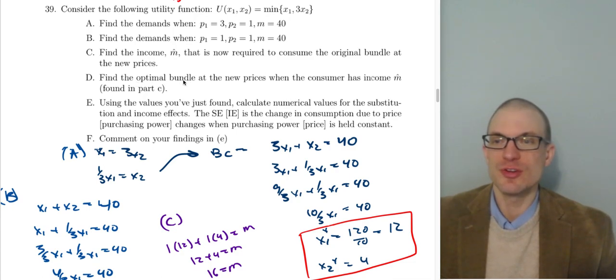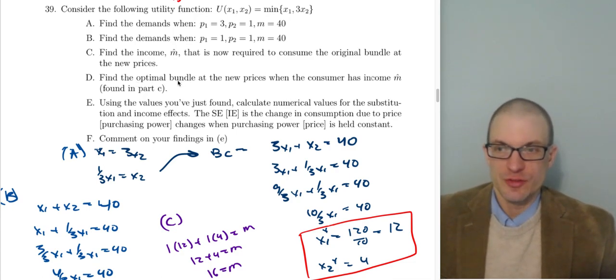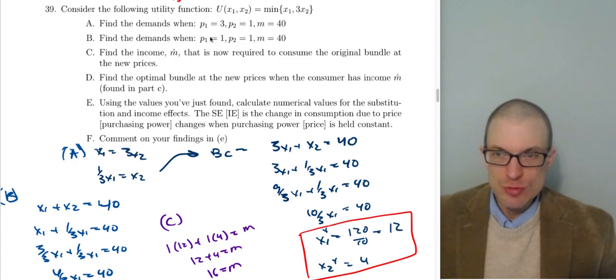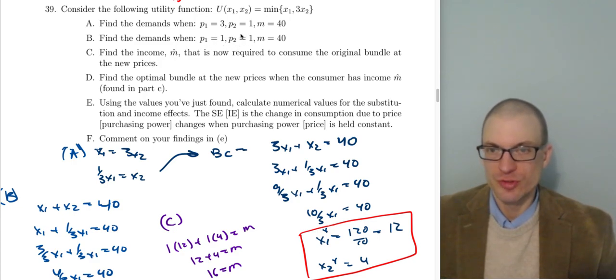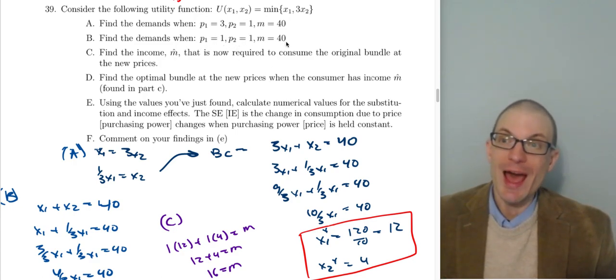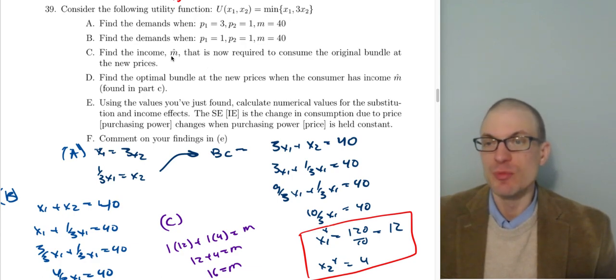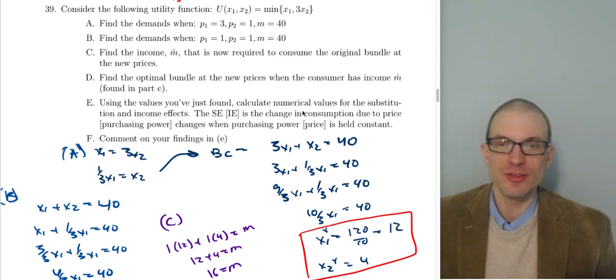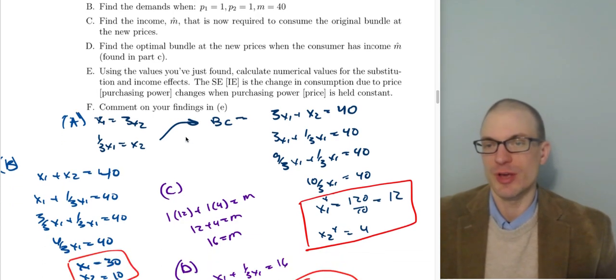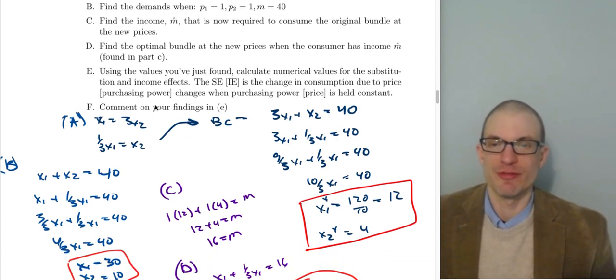Then in part D, you're saying, okay, let's find the optimal bundle at these new prices. Price of both goods is 1, when the consumer would have whatever was that requisite income we found in C. And then we're going to use this to compute the substitution effect and the income effect. Remember, the substitution effect is the change in consumption due to the price when purchasing power is held constant, and the income effect is the change in consumption due to purchasing power changes when price is held constant. Okay, and then we comment on the findings.